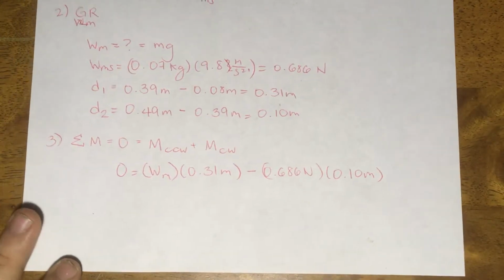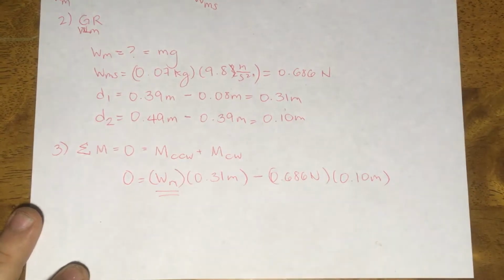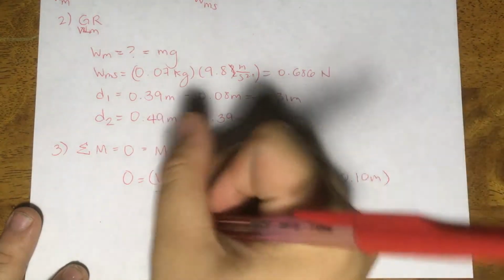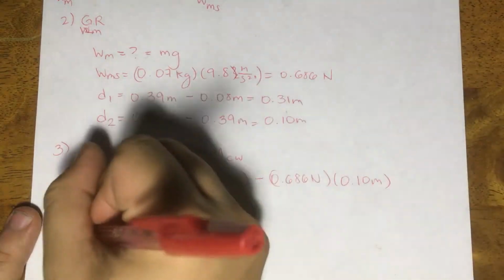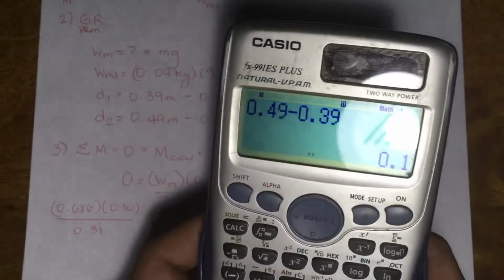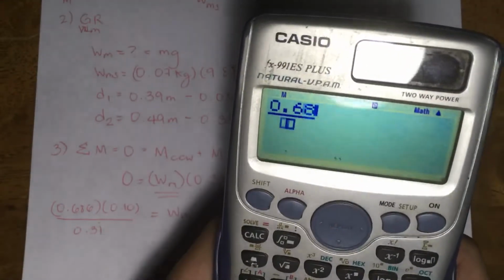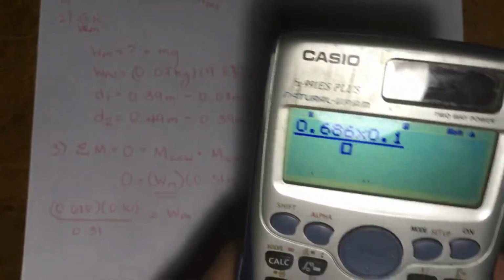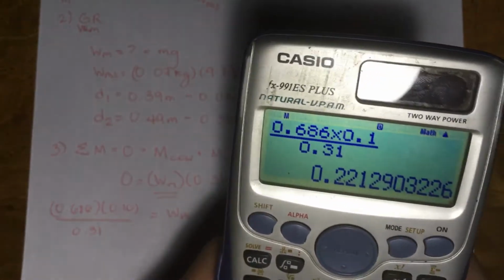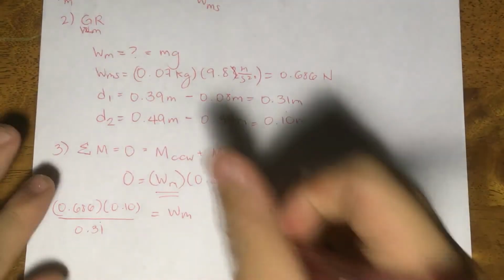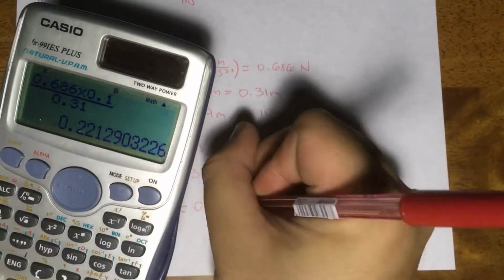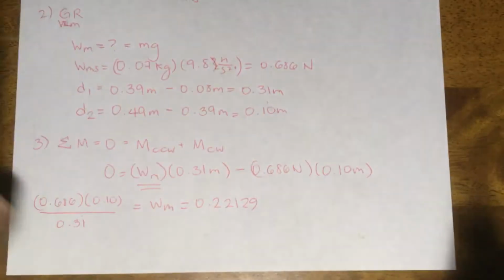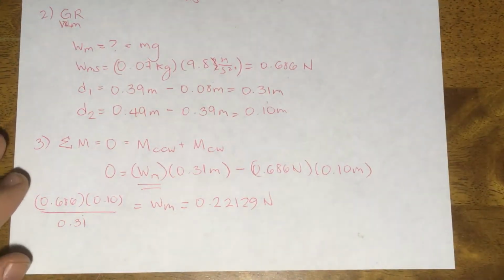Okay, so now our objective is to solve for this. To get that, we can just simply put this on the other side. So that's simply 0.686 times 0.10 all over 0.31 gives me the weight of the mass. Okay, if I plug that into the calculator, 0.686 times 0.1 all over 0.31 gives me 0.22129 newton meters, or rather newtons. Sorry, it's weight after all. So that's, again, 0.22129. Be as exact as possible. Newtons. But how exactly do we get the mass?